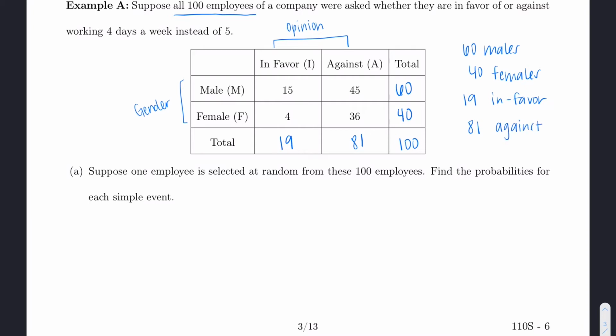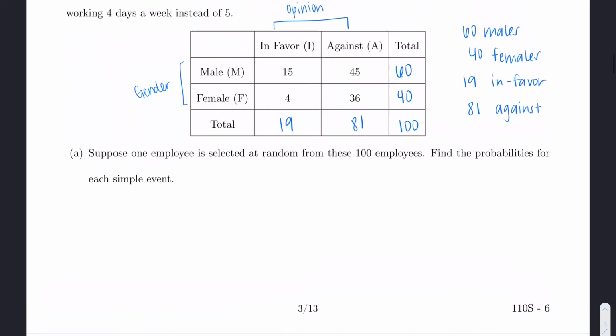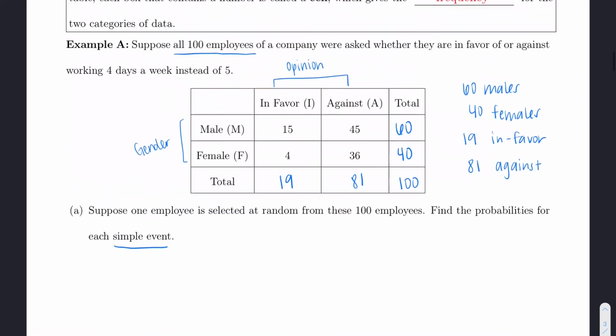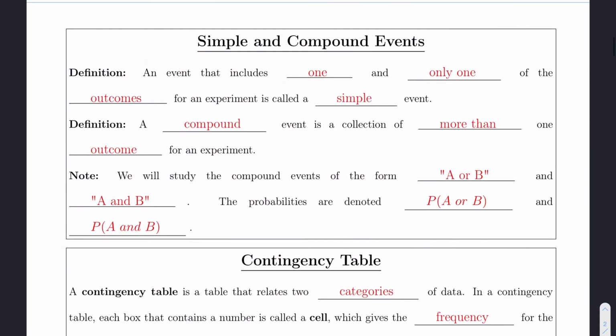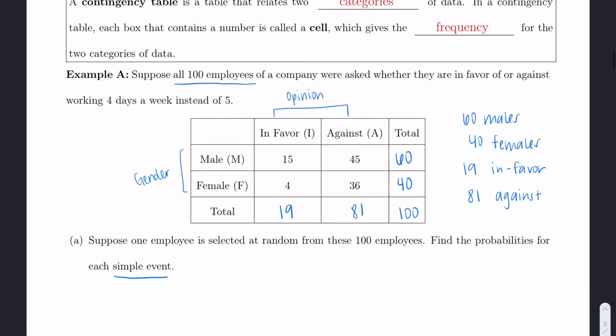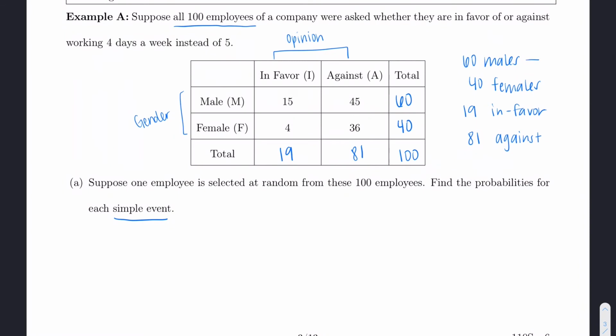I would imagine these 81 people said no, because working 4 days a week usually means you work 10 hours instead of 8. But okay, the first question says, suppose one employee is selected at random from all of them. Find the probabilities for each simple event. If you scroll up here, I talk about the difference between simple and compound events. An event that includes only one outcome is a simple event. Here, the simple events would be these 4 things: male, female, in favor, and against. Nothing else is going on.